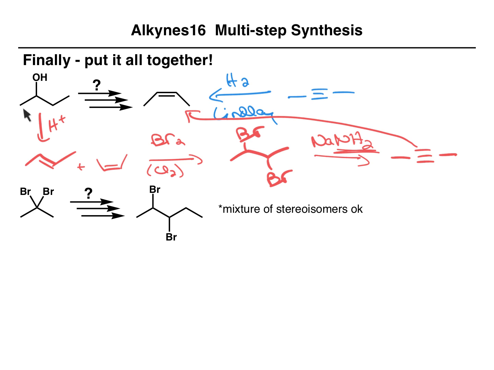So going from an alcohol to a trans alkene can be done in one step. Going to the cis alkene, we need 1, 2, 3, 4 steps. Looking at our next example, we're starting out with only 3 carbons. We have a dibromide. Our target has 5 carbons, so we know that we have to make a carbon-carbon double bond. And for this particular example, we can obtain our target as a mixture of stereoisomers. That's okay.